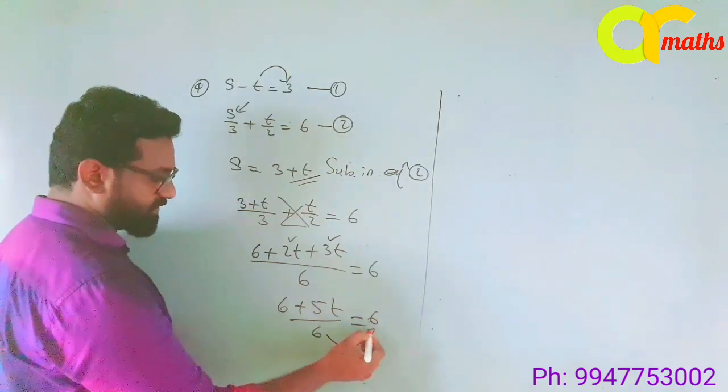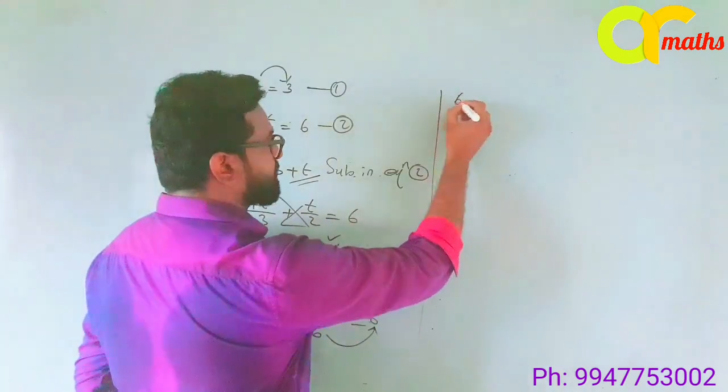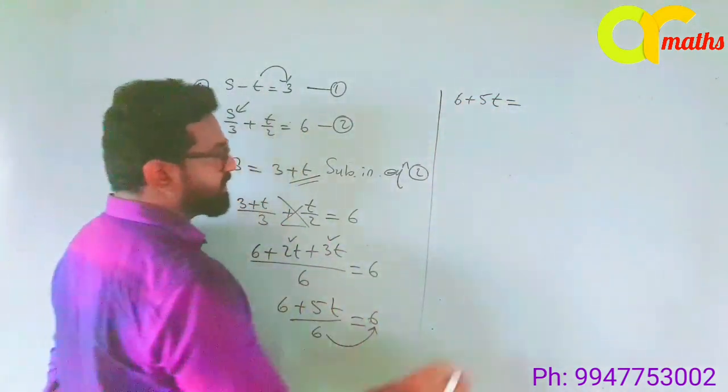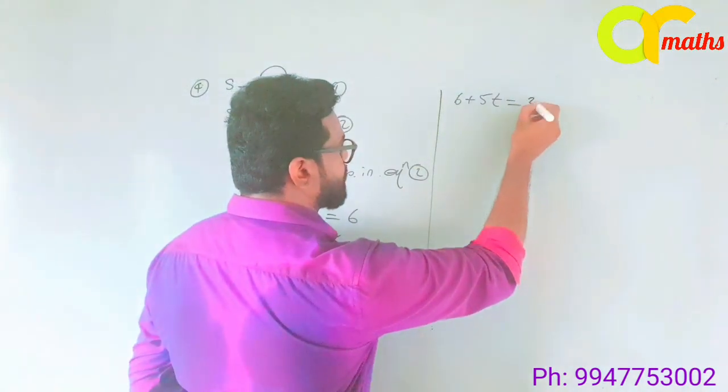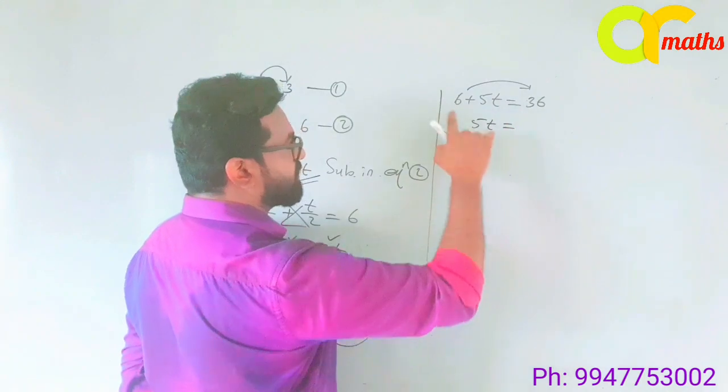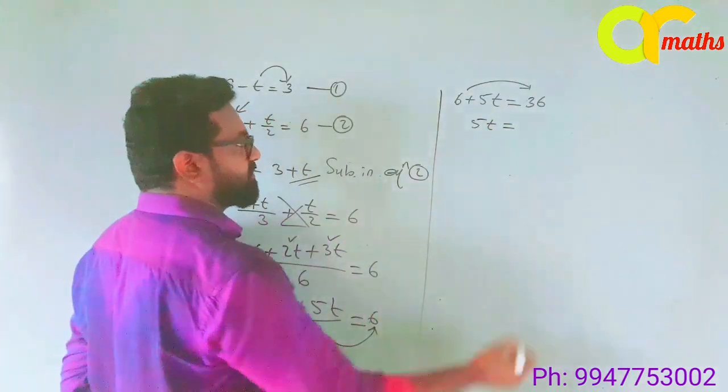Then simplification. 6 plus 5t equal to 6 into 6. What is 6 into 6? 36. Then 5t equal to 36 minus 6. What is the answer?